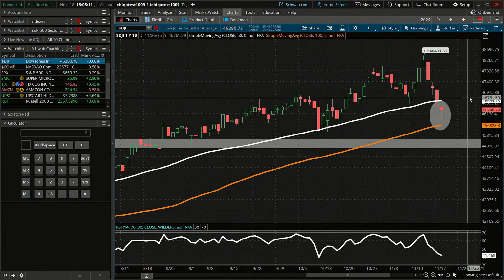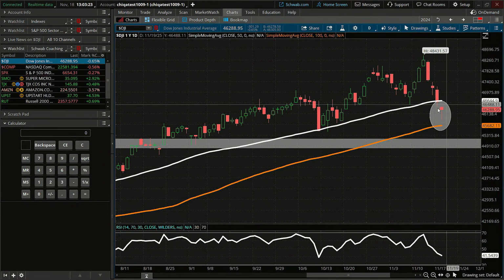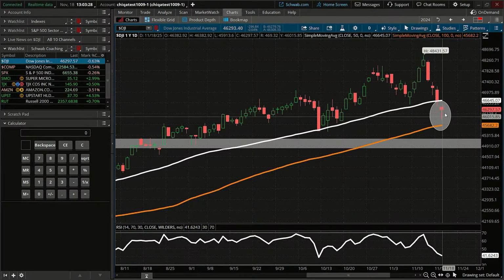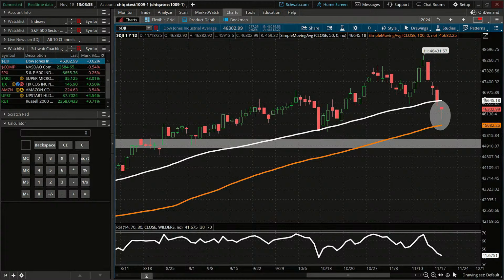Obviously, we still have a couple hours of trading today, but it's still seeming to hold that 100 period moving average there. So we would have to look for a little bit of follow through tomorrow to really see if this is a validated hammer candlestick that occurs at that bottom of price. But that next resistance is really going to be that 46,645 level right around the 50-day simple moving average.